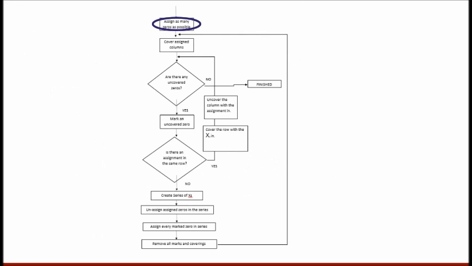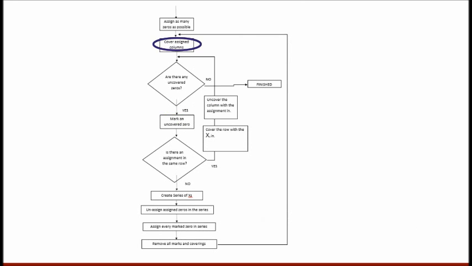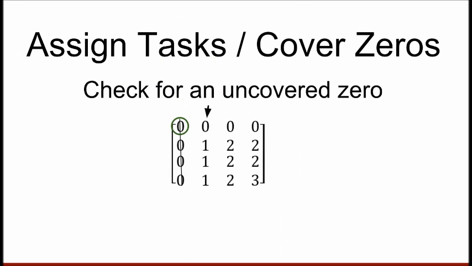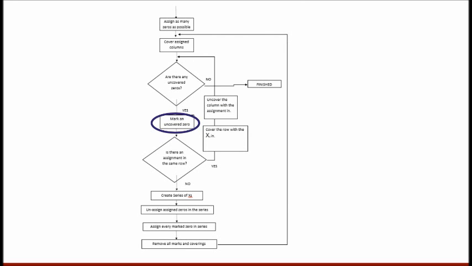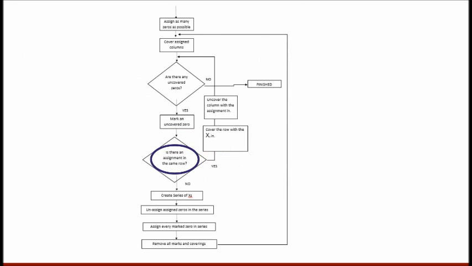To start with, you assign zeros naively. You do that by going through each row and assigning the first 0 which does not already have a 0 assigned in the same column. You then go and cover any columns which have an assignment in. You now check if there's any uncovered zeros. In this case, as you can see, there's one right here. So you mark it and you label it as x0. You'll see why in a moment.